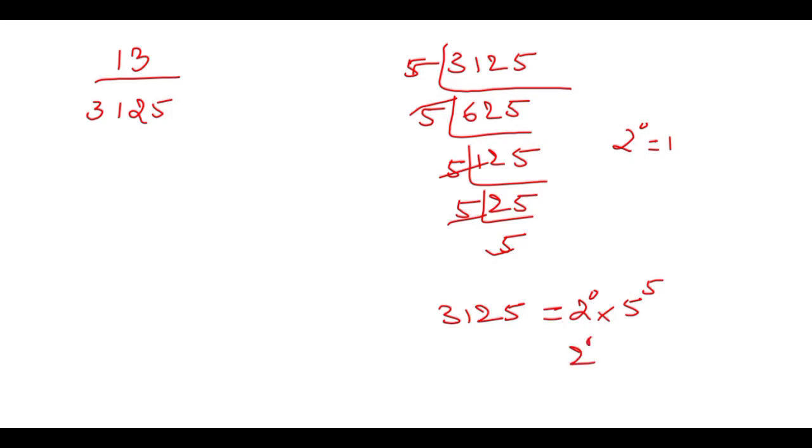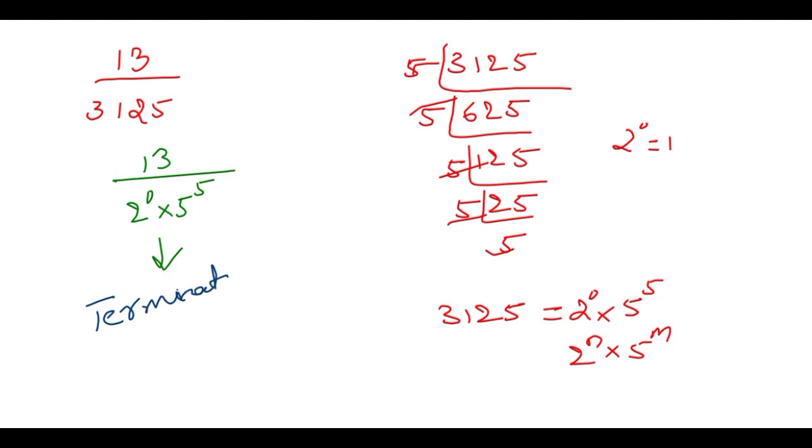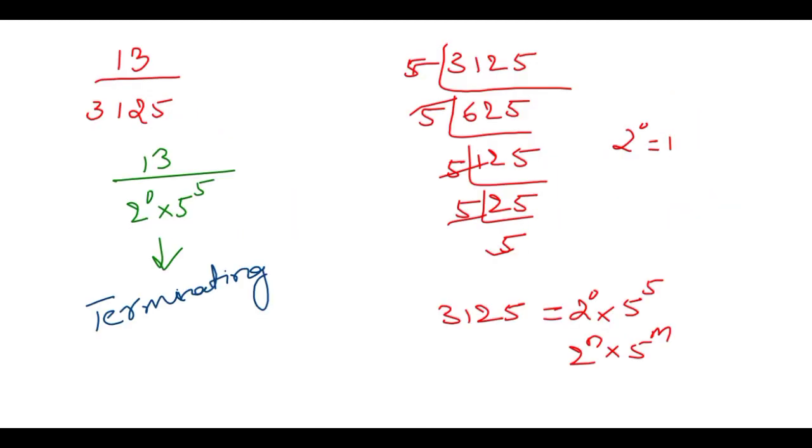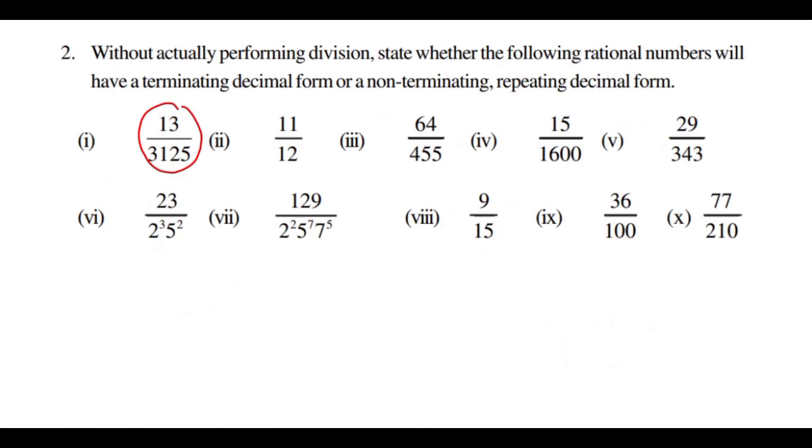So this is in the form of 2 to the power of n into 5 to the power of m, correct? Then we already converted this, so we write here 13 divided by 2 power 0 into 5 to the power of 5. So then this is what? This is terminating. Okay, so the remaining questions you can try yourself. This is the process. You can try prime factorization, and the denominator you write in the form 2 power n into 5 power m. If it is not possible, it is not a terminating decimal.